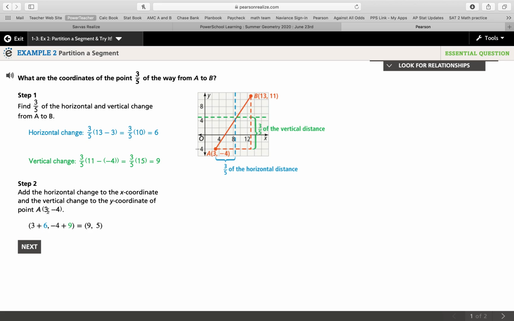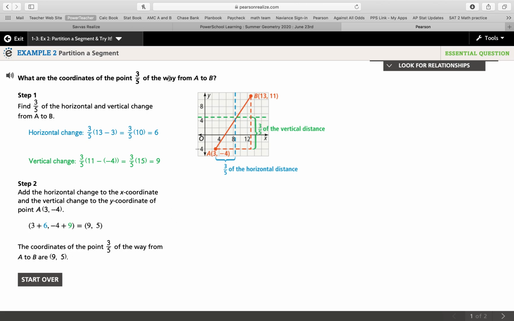So we take A, which is (3, -4), and we add 6 to 3 because that's the horizontal change, and we add 9 to -4 because that's the vertical change, and it gives us the point (9, 5). (9, 5) is the point that's 3/5 of the way from A to B.